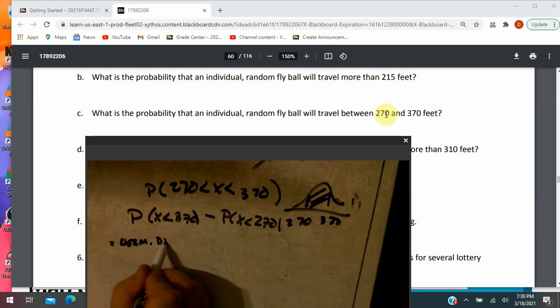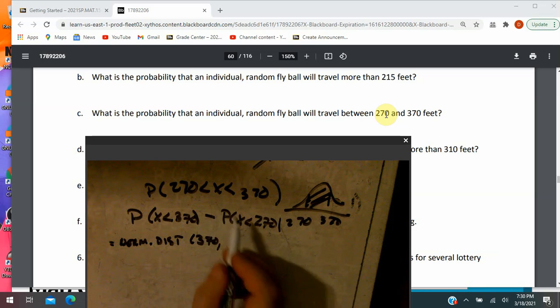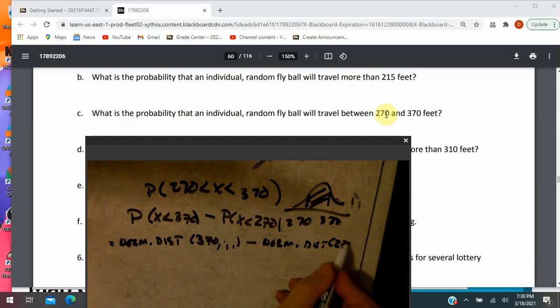And that's two versions of norm.dist: 370, 250, 50, finish that out, minus the norm.dist, and then that would be the 270, mean, standard deviation, 1. Finish that out.